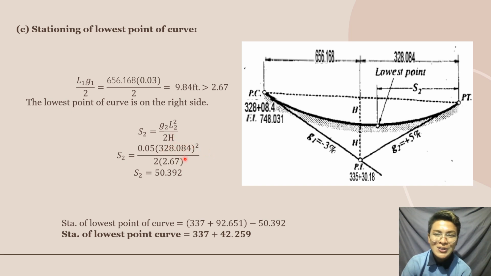Substituting all the given values, we will get S2 equal to 50.392. And to get the station of the lowest point of the curve, we must take 337+92.651 minus our S2, 50.392. Then we will have 337+42.259.